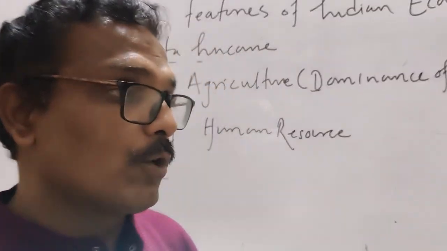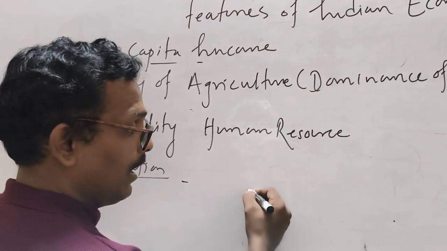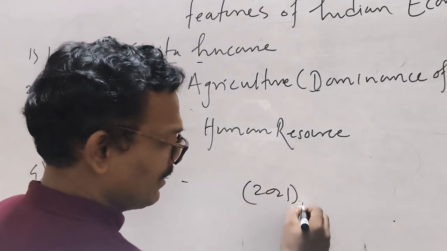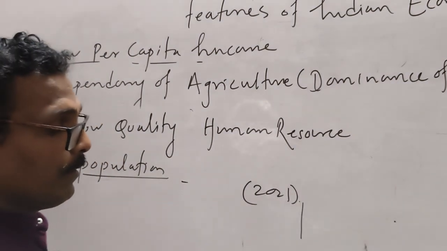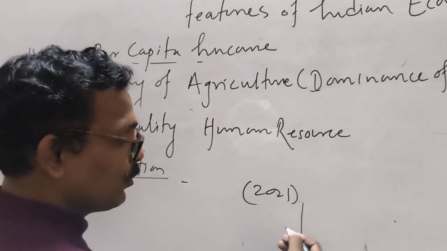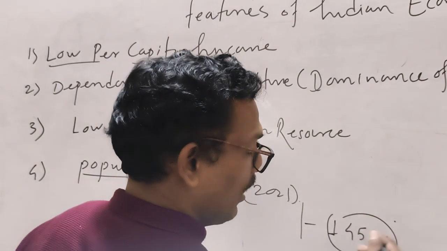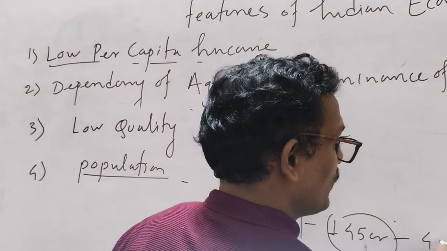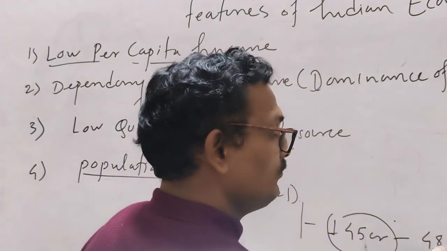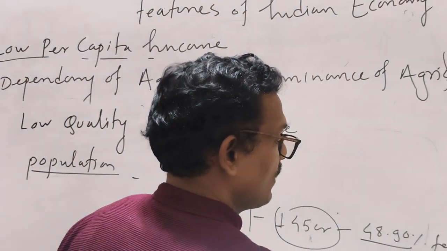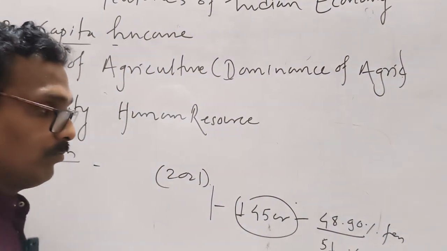What is the scenario of the population? In India, we expected to have the census in 2021, but the government did not do it. We expect the census to be done by the end of 2026. India probably has a population of 145 crore. Out of this, going by the previous data, the female population is about 48.90 crore and the male population is more than 51 crore, 51%.